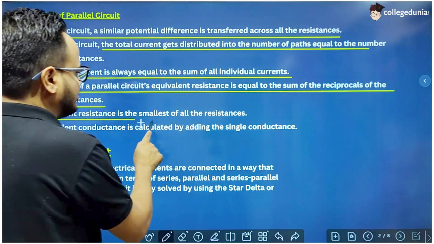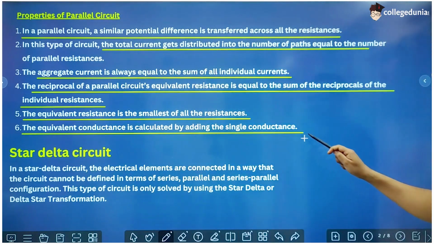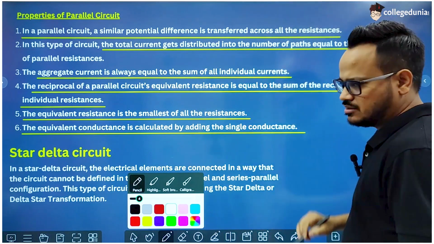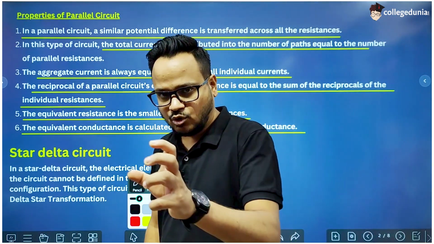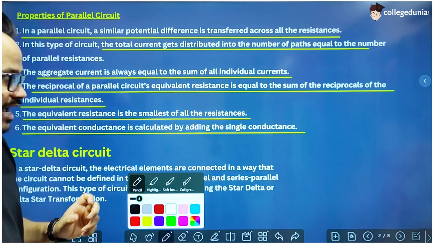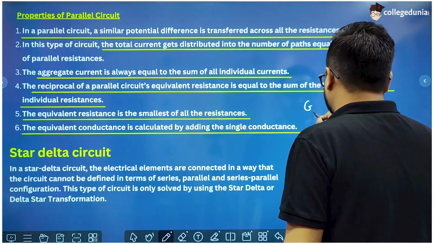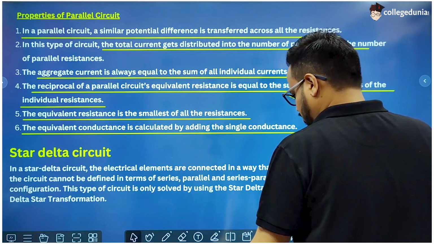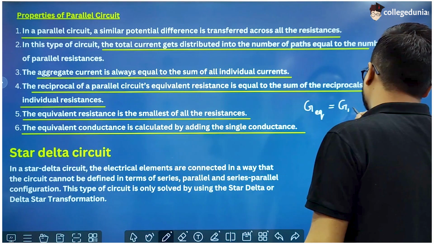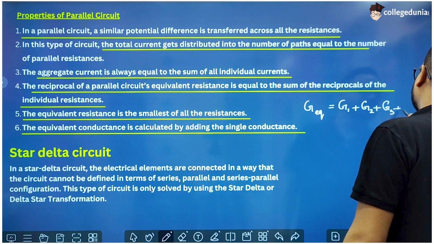The equivalent resistance is the smallest of all the resistances, and the equivalent conductance is calculated by adding the single conductances. Conductance is just the reciprocal of the resistance. Resistance is the ability of a body to oppose the flow of current through it, and conductance is the ability of the body to allow the flow of current through it. So in the parallel arrangement, the equivalent conductance, symbol of conductance is G, is G1 plus G2 plus G3 and so on.